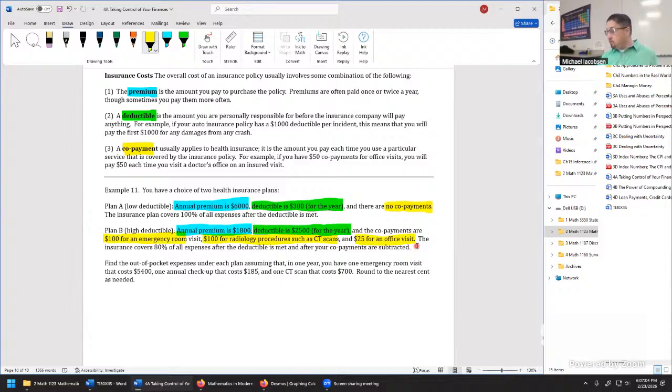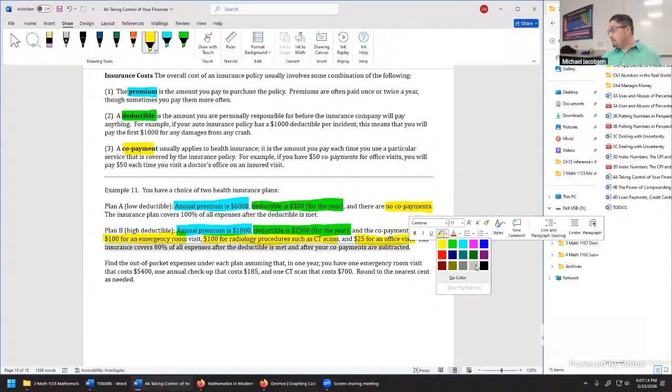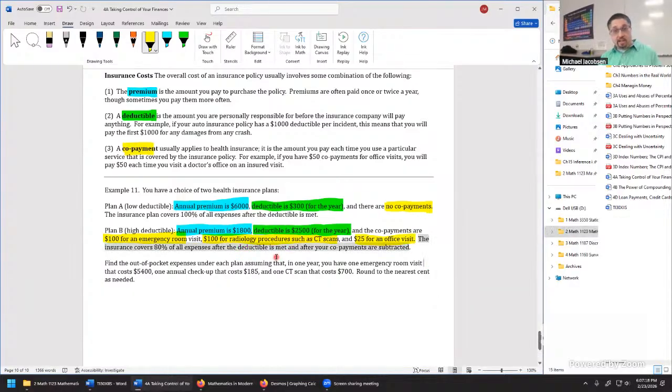And Plan B gets a little bit worse. It also says the insurance covers 80% of all expenses after the deductible is met and your co-payments are subtracted. Which means after taking out the deductible and co-payments, we are on the hook for 20% of the medical bill. And 20% of the medical bill, you can imagine, could be an astronomical amount if it was something really big, like say a heart attack or something along those lines. But so far, this is the breakdown of premiums, deductibles, and co-payments. Any questions at the moment, looking at these definitions or how it relates to the plans?